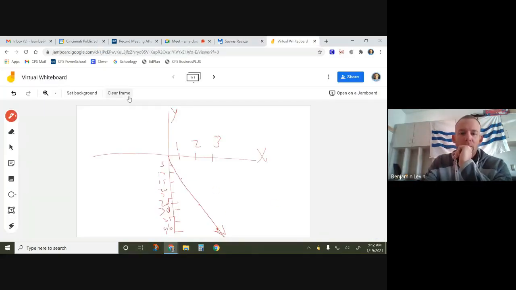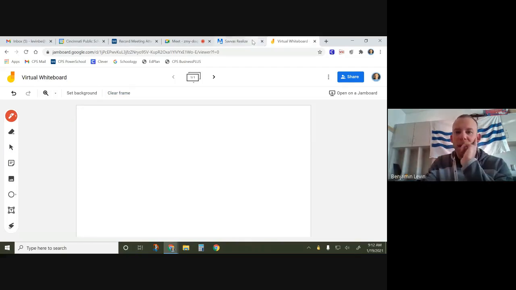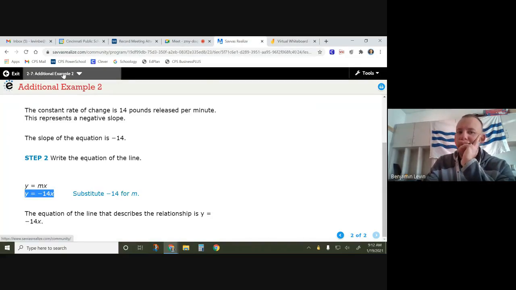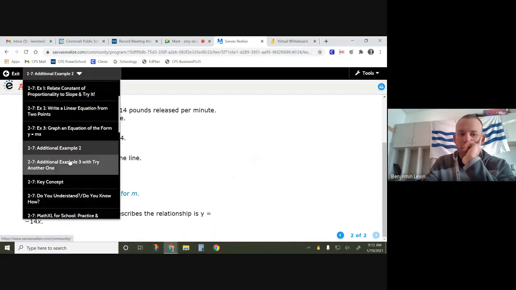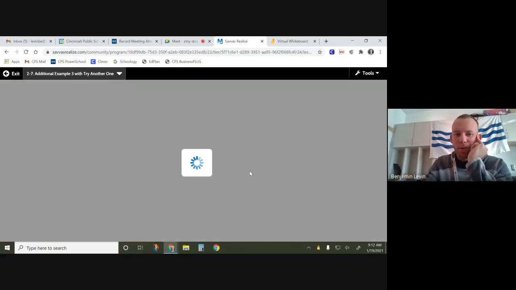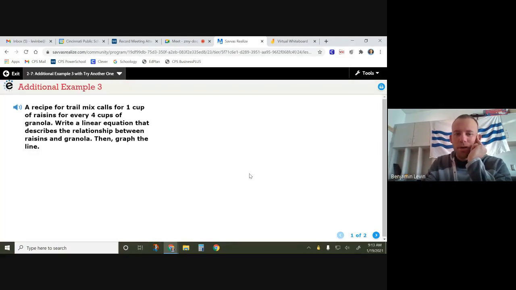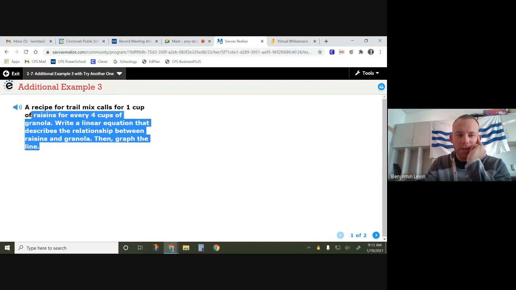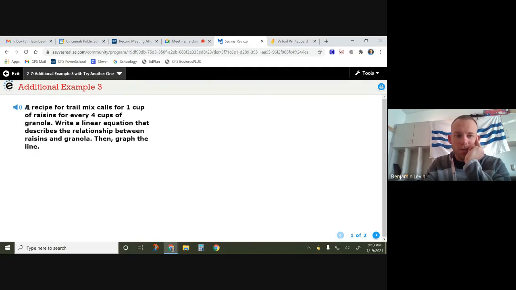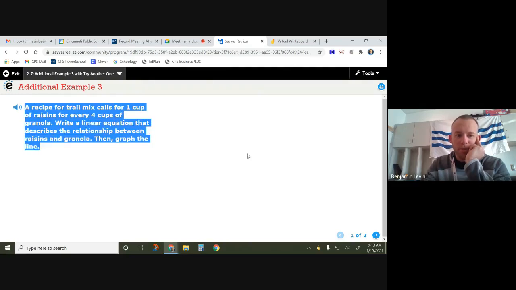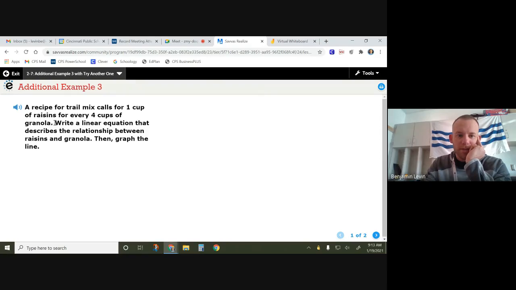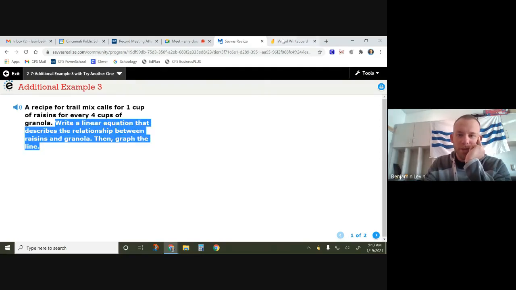All right, we're almost out of time here, guys. Does anybody have any questions over this stuff with linear equations? Once you guys master slope, the linear equations is really not that bad. Okay, we already did one like this. 1 cup of raisins per every 4 cups of granola. We already did one just like this. It's asking us to write a linear equation.